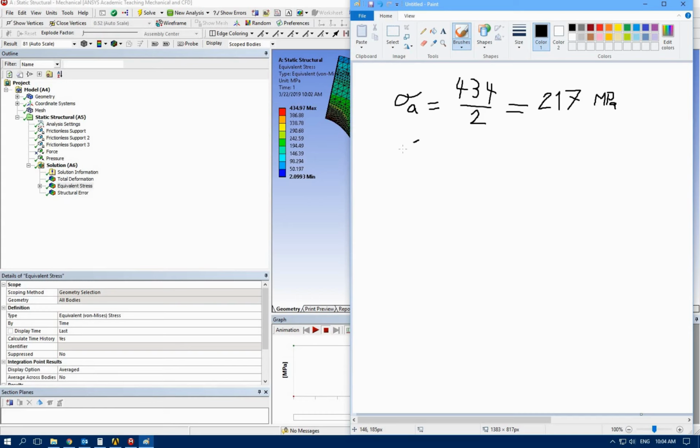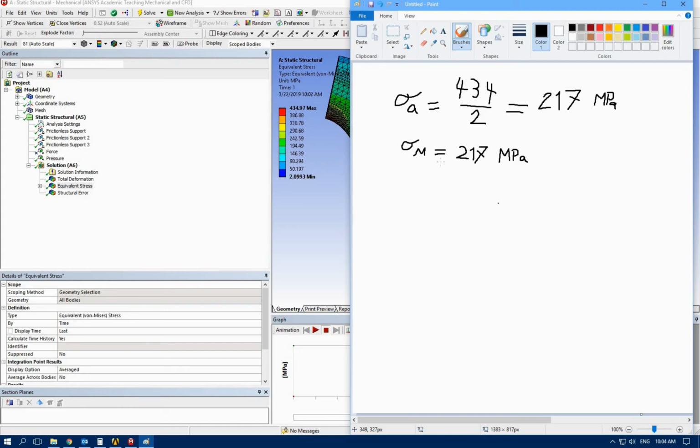What about mid-range stress? It is going to be exactly the same, because the formula for this is maximum stress plus minimum stress divided by 2. Minimum stress is 0, maximum stress is 435, so it is going to be exactly the same, 217 megapascal. So I have alternating stress and mid-range stress.